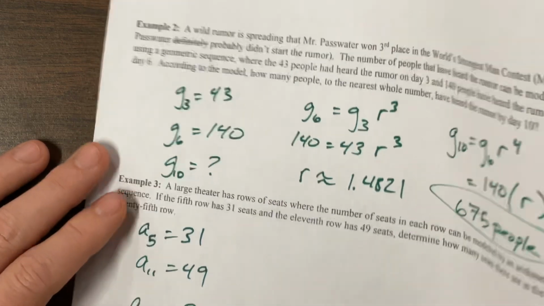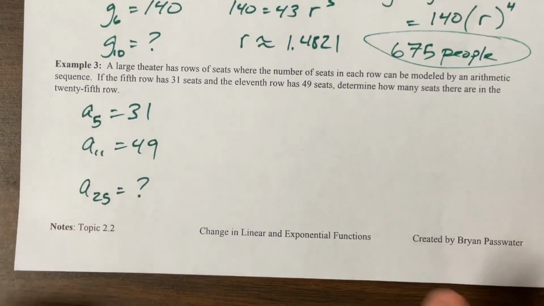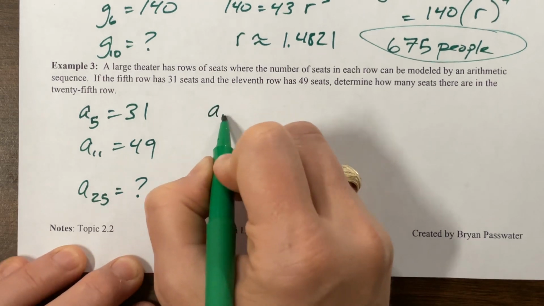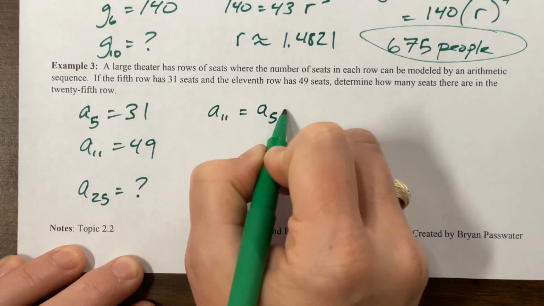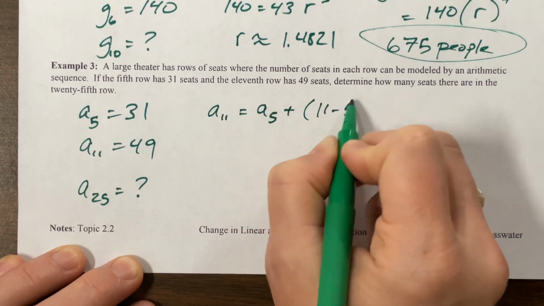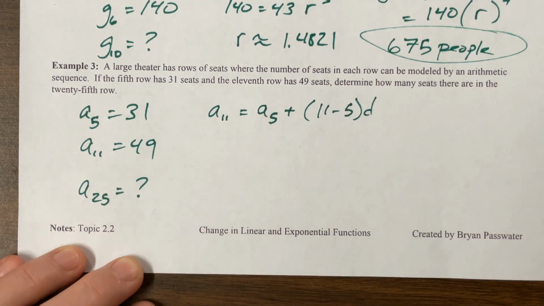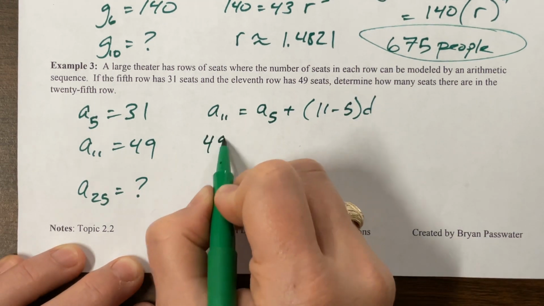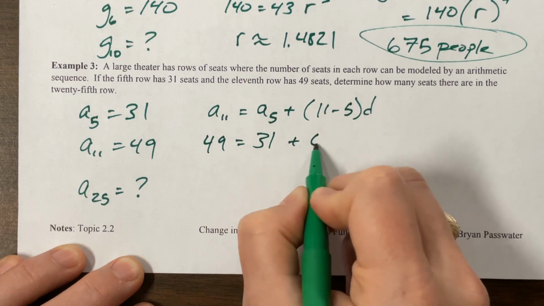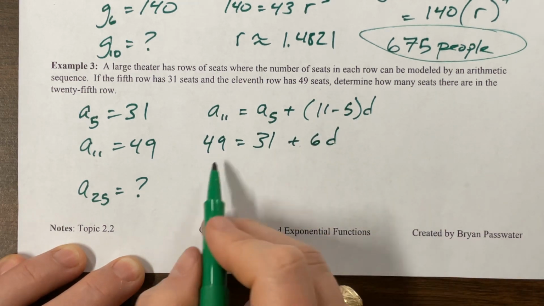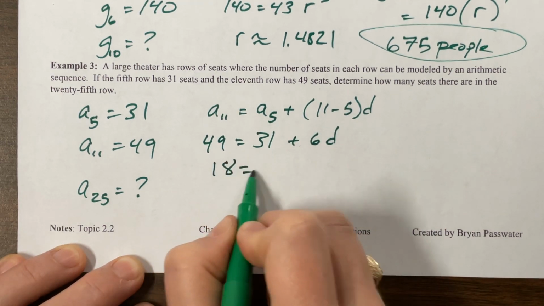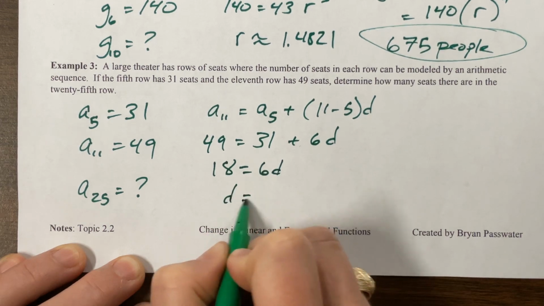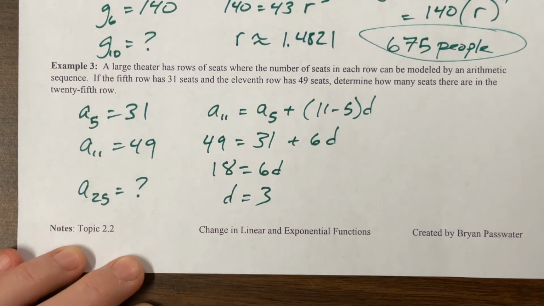Oh, you can't see what I'm writing. Okay, so I know A sub 11 is going to be equal to A sub 5 plus 11 minus 5 times my common difference. 49 is equal to 31 plus 6D. So subtract that, what do I get? 18 is equal to 6D. So each row has 3 more seats than the row before it.